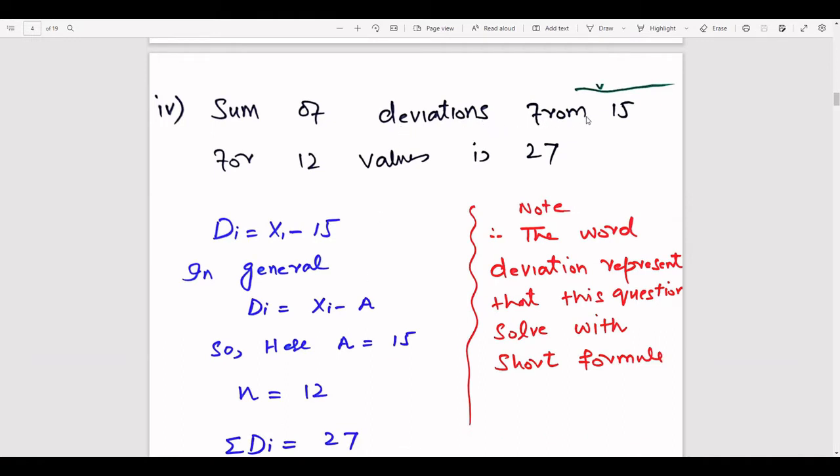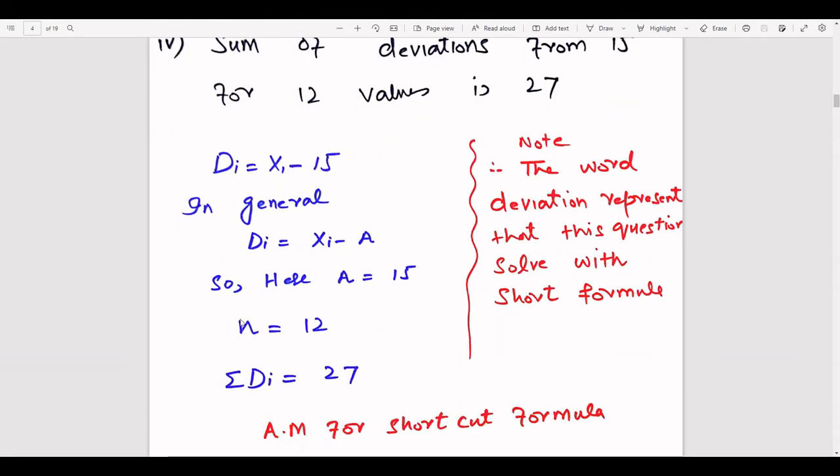The sum of deviations from 15 for 12 values is 27. Note that the word deviation represents that this question is solved with the short formula. As we read in the first part, the word deviation represents that here the short formula will be used. So the sum of deviations from 15 means xi minus 15. Sum of deviations is equal to 27. So we can write summation di is equal to 27. Small n here is 12 values, so we can assume that n is equal to 12.